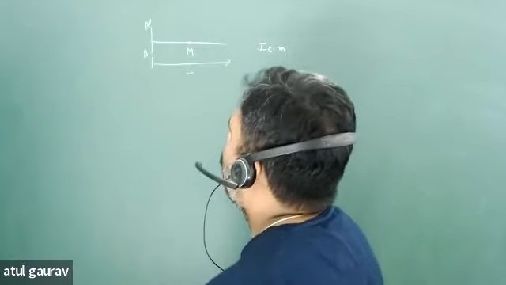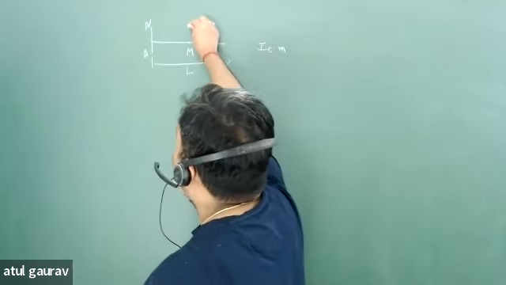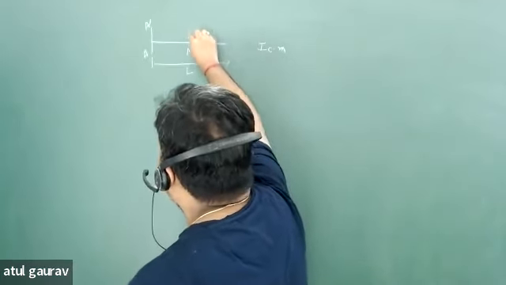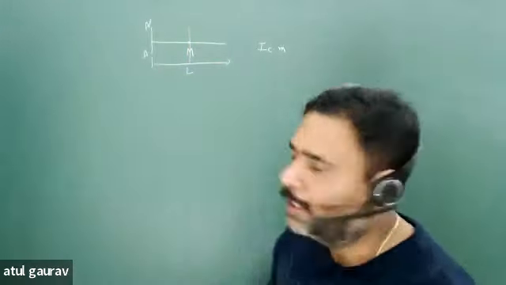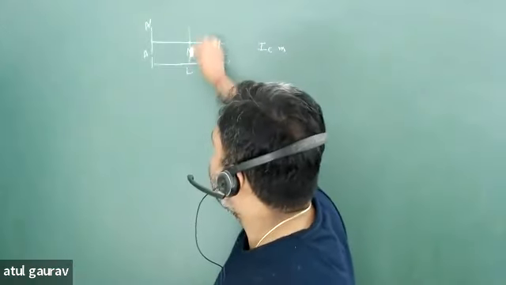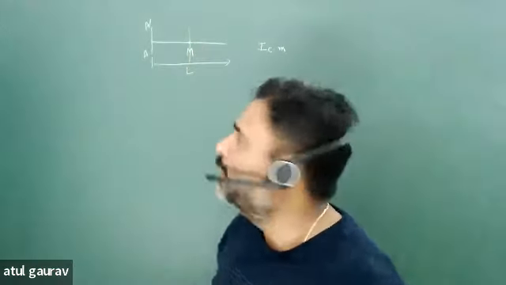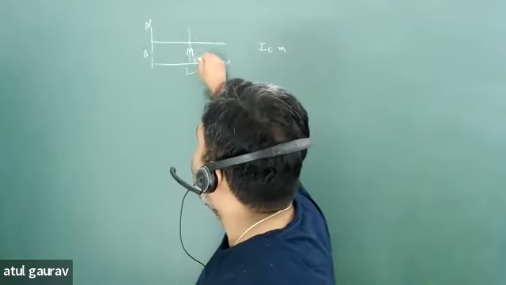So what can we do? We can easily take one axis which is passing through the center of mass. There are n number of axes which can pass through the center of mass, and we are taking one particular axis which is passing through the center of mass. Let's say this is ICM.